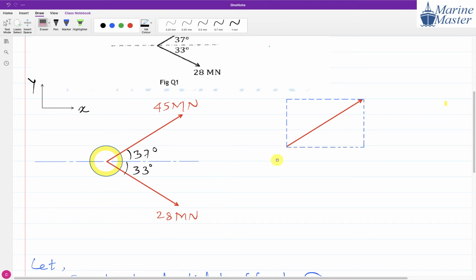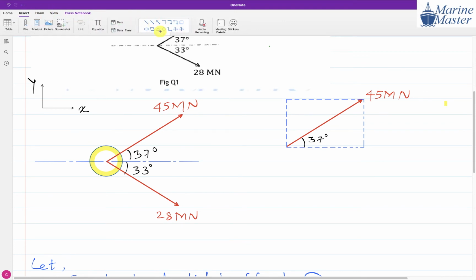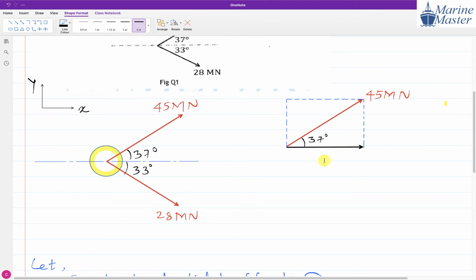Observe the things here carefully. So this is our 45 meganewton. And here we will have components. What do we have? The angle we have is 37 degrees. So what will the component be? 45 cos 37 degree. 45 cos 37.